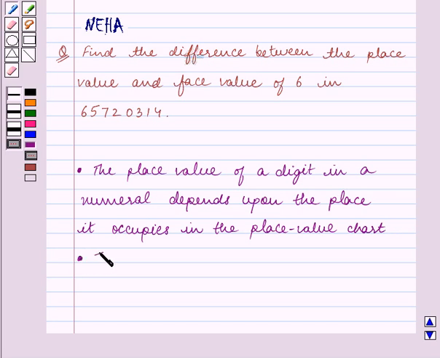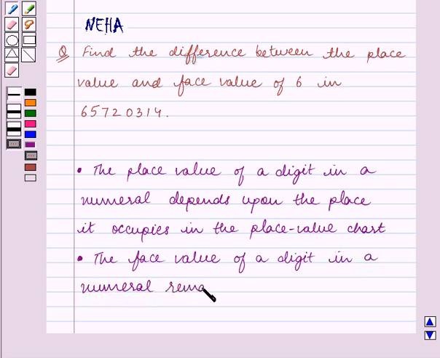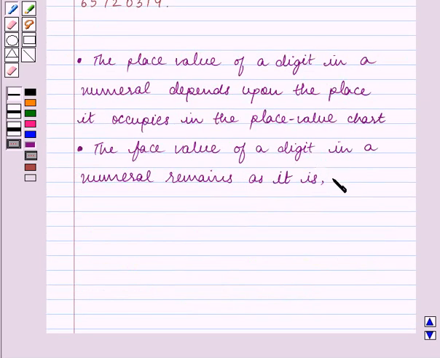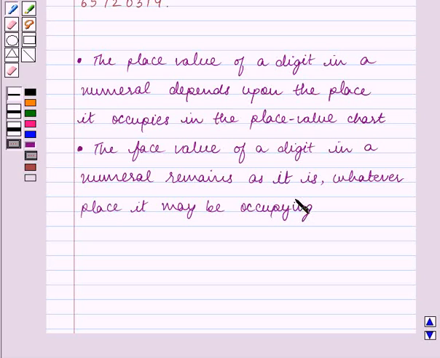And the face value of a digit in a numeral remains as it is, whatever place it may be occupying in the place value chart.